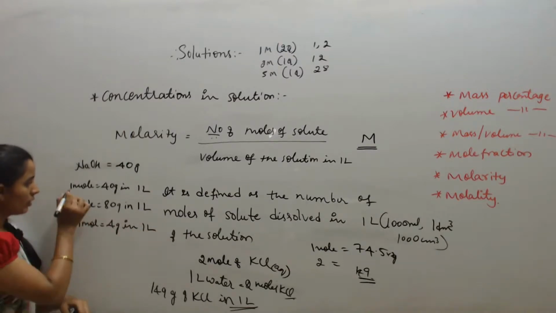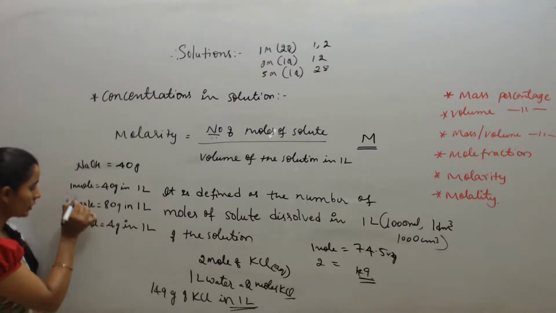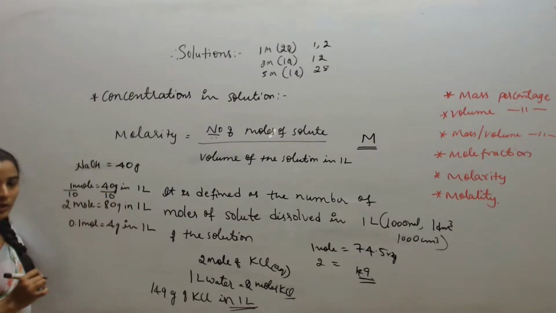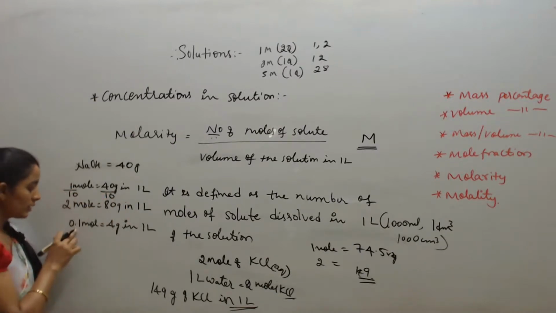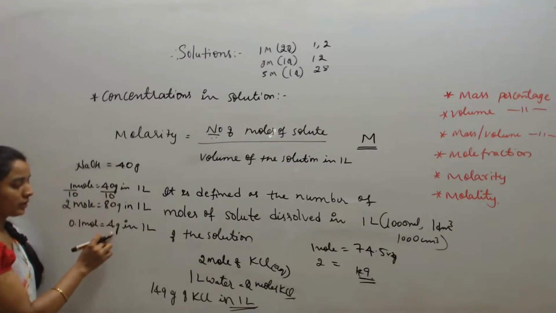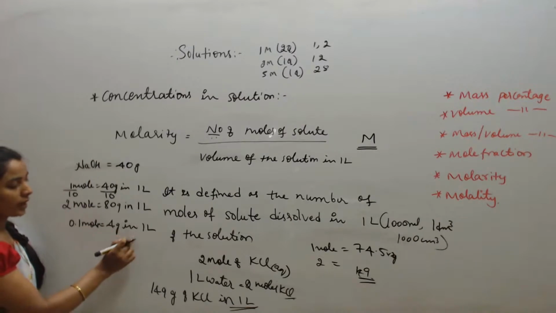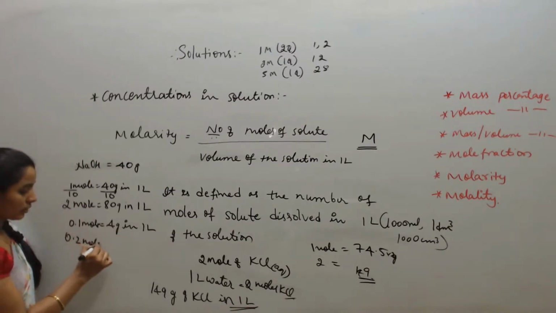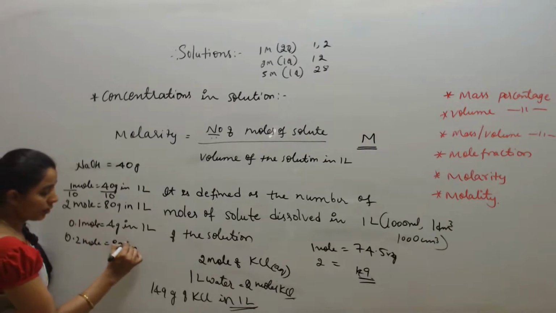I hope you understood. 1 mole, if you want to convert it into 0.1, this is multiplied by 10, it means this is also multiplied by 10. So 1 divided by 10, 0.1. 40 divided by 10, 4. So for 0.1 mole, we need 4 gram dissolved in 1 liter. So 0.2 mole means 8 gram in 1 liter.